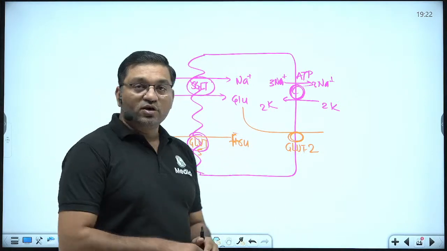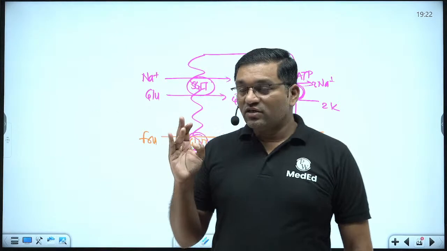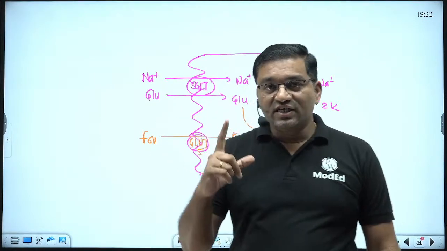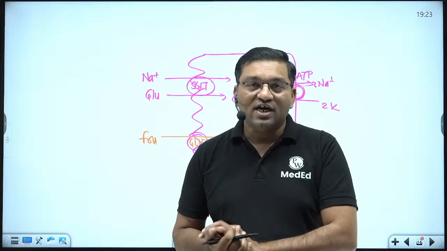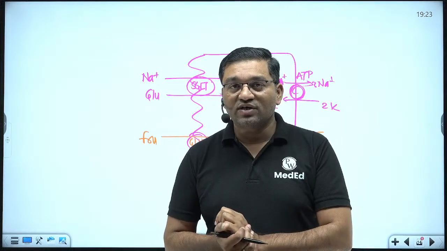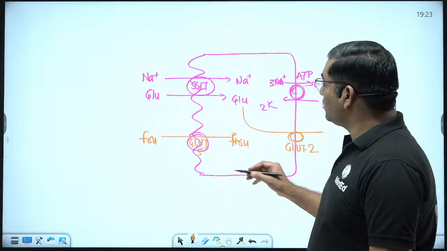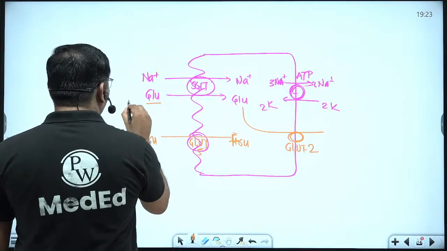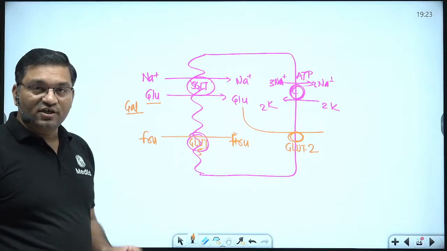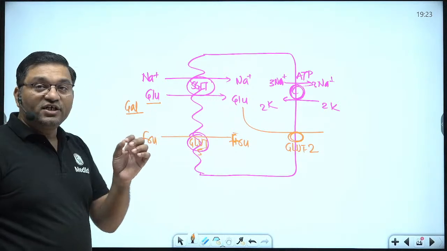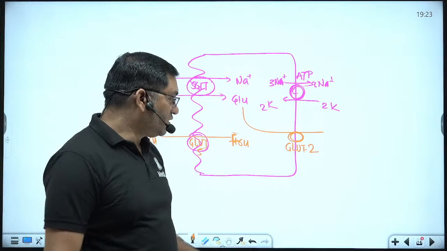Okay, so don't confuse between SGLT and GLUT1. SGLT1 and GLUT1. SGLT is the sodium dependent glucose transporter. It is a type of secondary active transport. It is important for the transport of glucose and galactose from the intestinal cell. And SGLT2 is present in the renal tubular cell.